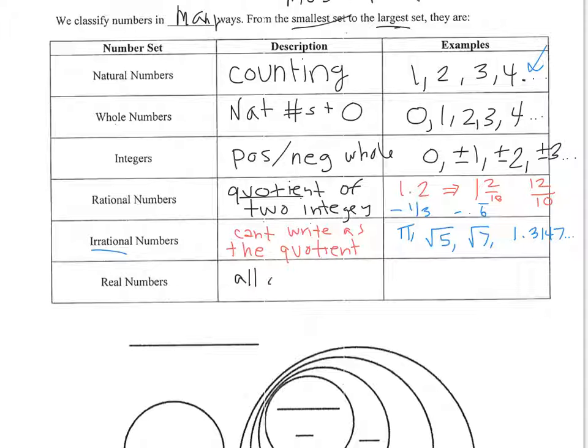And then real numbers are all of the above combined. So a real number is something that you can place on a number line. So if you had a number line 0, 1, -1, you could put in any number on a number line. So real numbers are all of the above.